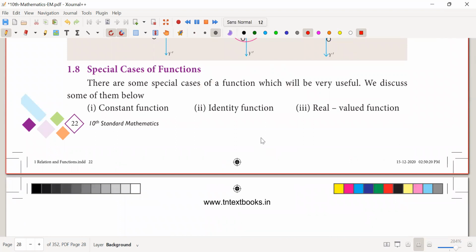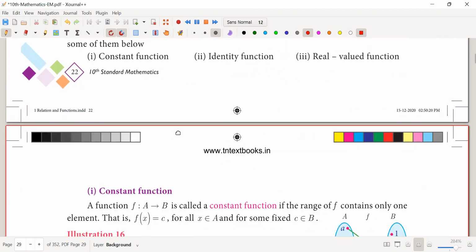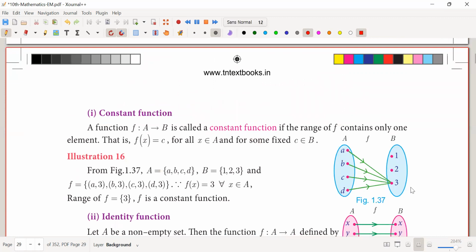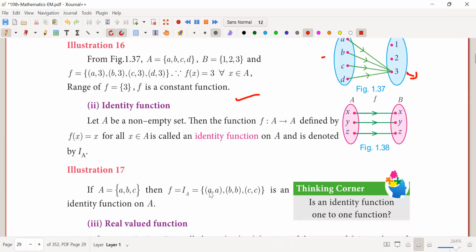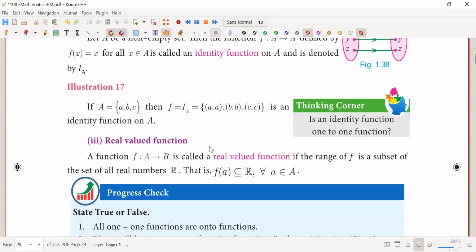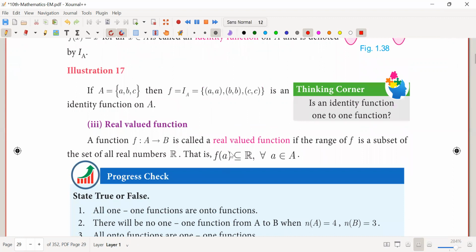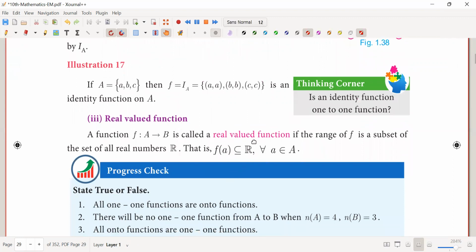And special cases of function: constant function. Everything is pointing to one. All the elements will be having one only. Then identity function: X to X, Y to Y, Z to Z. This is known as identity function. Then real value function. It can be any real numbers, a subset of real numbers.